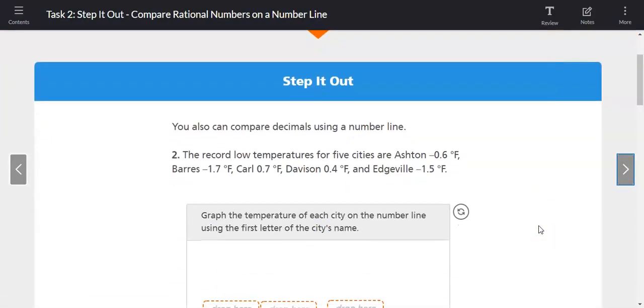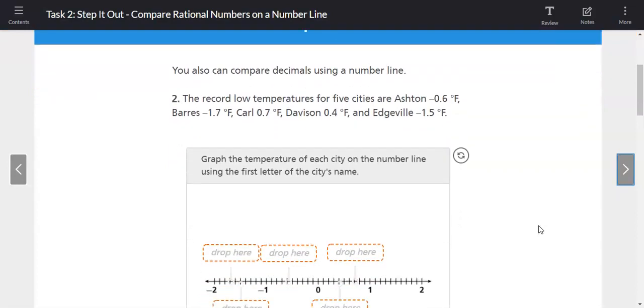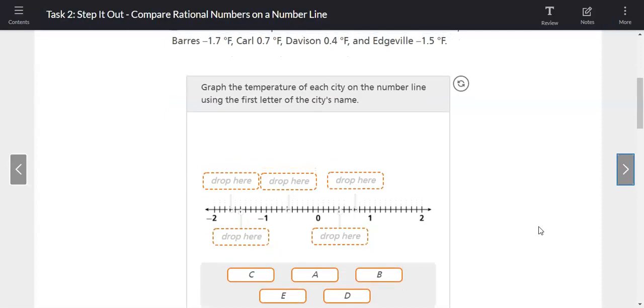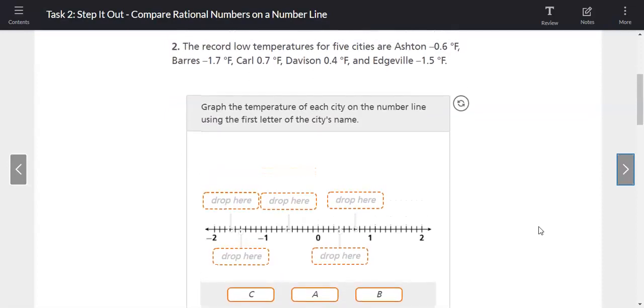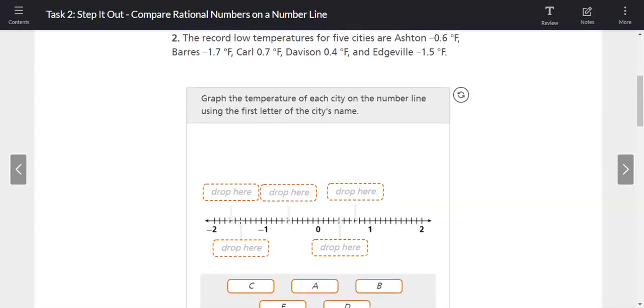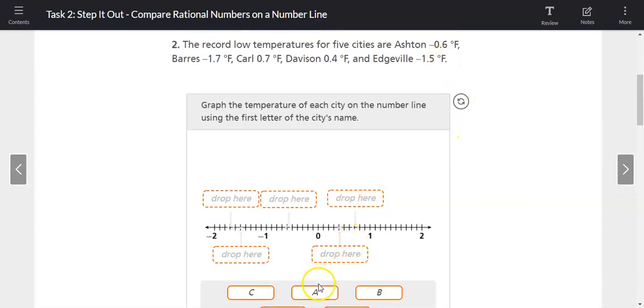Step it out still. You can also compare decimals using a number line. The record low temperature of 5 cities are Ashton at negative 0.6 degrees Fahrenheit, Bars at negative 1.7 degrees Fahrenheit, Carl at 0.7 degrees Fahrenheit, Davison 0.4 degrees Fahrenheit, and Edgeville at negative 1.5 degrees Fahrenheit. We're going to graph the temperature of each city on the number line using the first letter of the city's name. So we're going to start with A, and they're at negative 0.6. So we are right here.